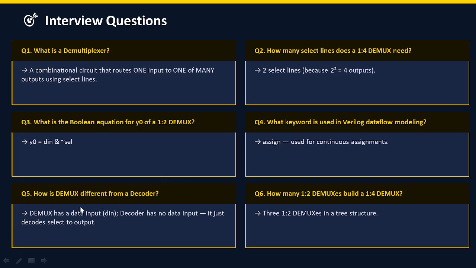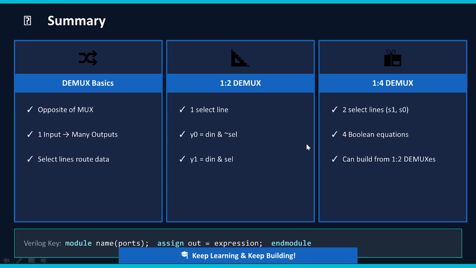And how is a DEMUX different from a decoder? This one question we will know when we are learning about the decoder, right? After the encoder we have the decoder, so at that time you will get the idea of how it is different from a decoder. Just don't think about this now. The keyword assign is used for, like I said, continuously assigning a value. After that, the summary of the basics, what we have learned so far.